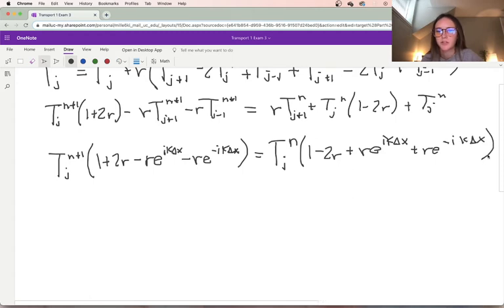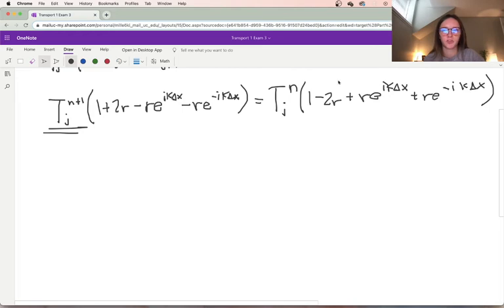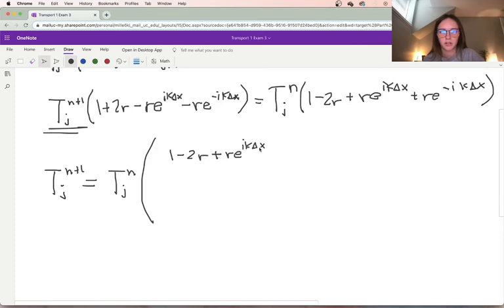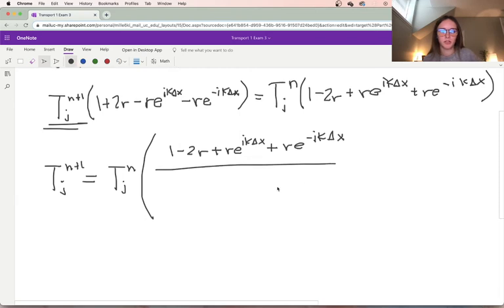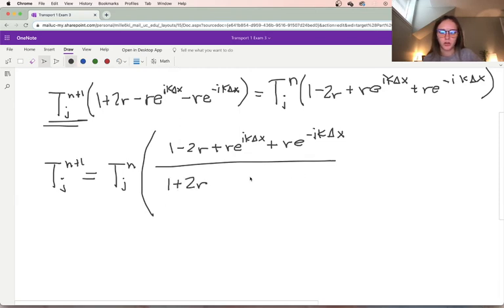And so now that we have this, we want to solve for T_j^{n+1}, so we can just rewrite that and divide this side by this. So we'll get T_j^{n+1} is equal to T_j^n multiplied by 1 minus 2r plus r e^{ikΔx} plus r e^{-ikΔx}. This will all be divided by 1 plus 2r minus r e^{ikΔx} minus r e^{-ikΔx}.